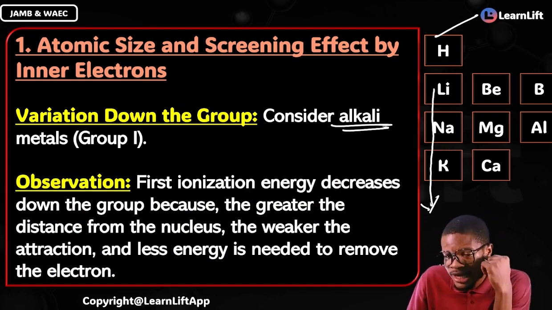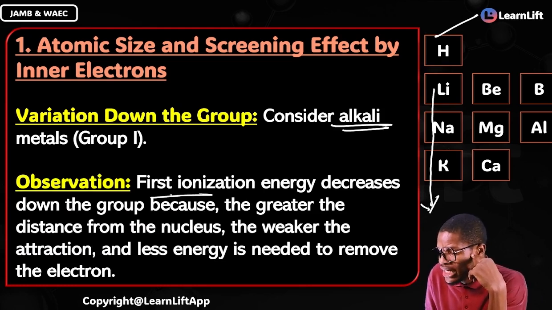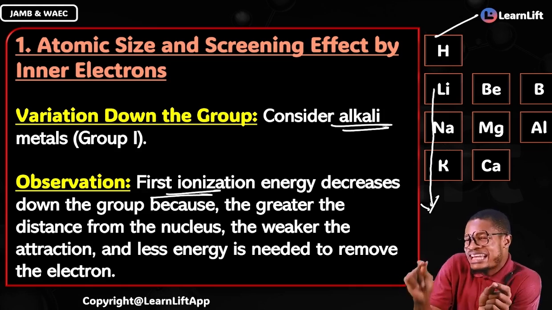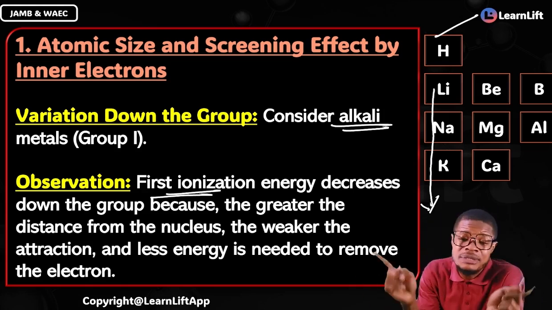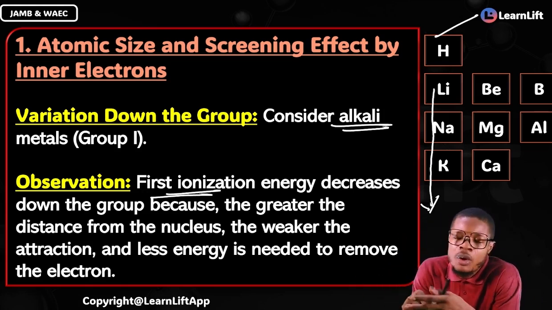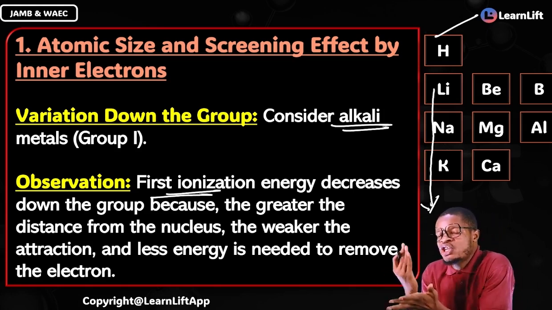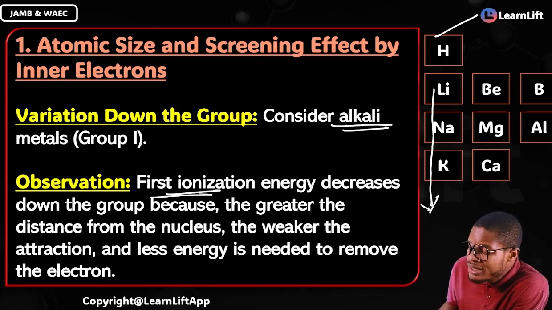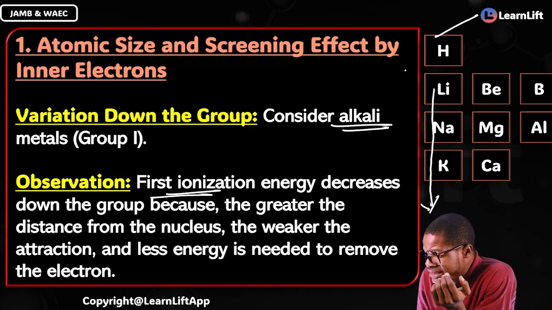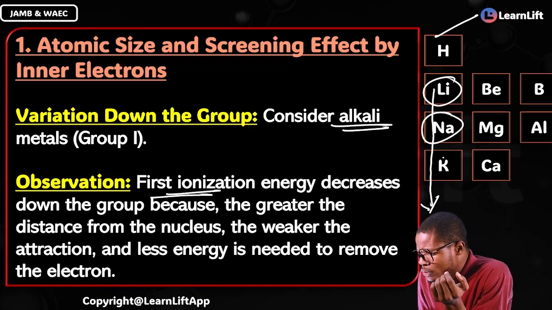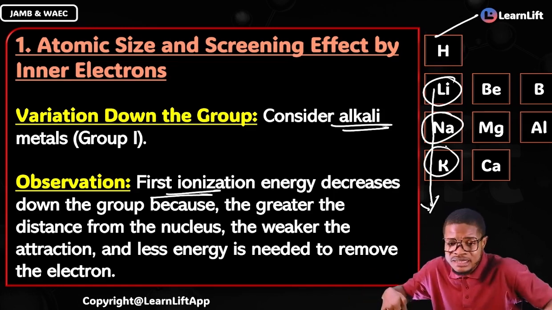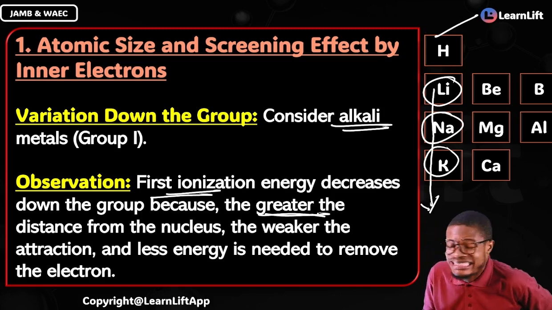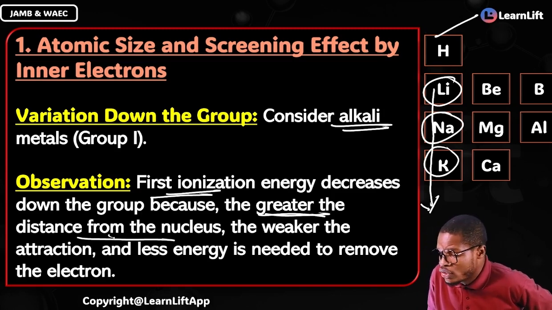First thing you must know is this. We said that first ionization energy decreases down the group and increases across the period. We established that for first ionization energy, right? Why will first ionization energy decrease down the group? It's very simple. The reason is because as you are coming down the group, lithium, sodium, potassium, the number of shells is now increasing. As the number of shells increases, there is now greater distance between the electrons and the nucleus.